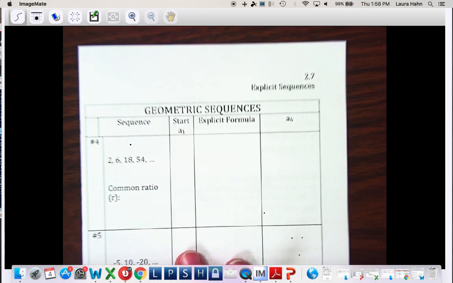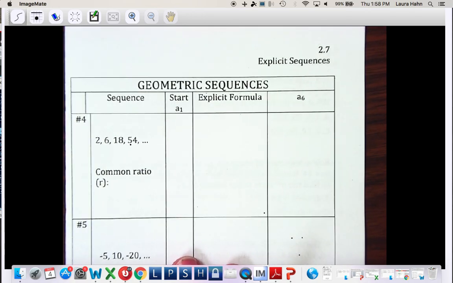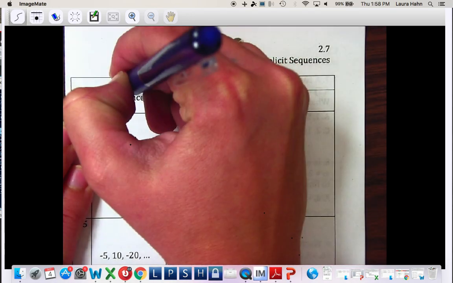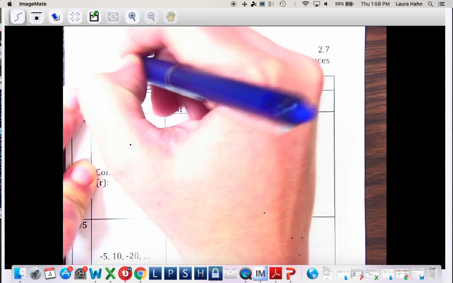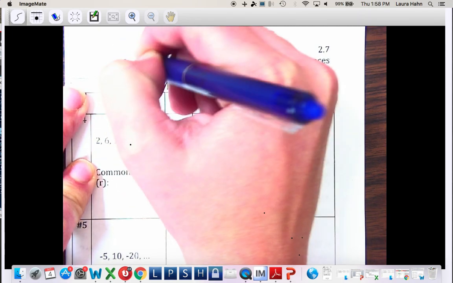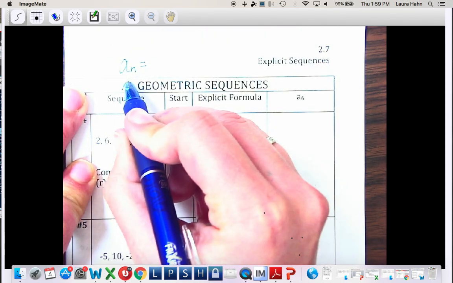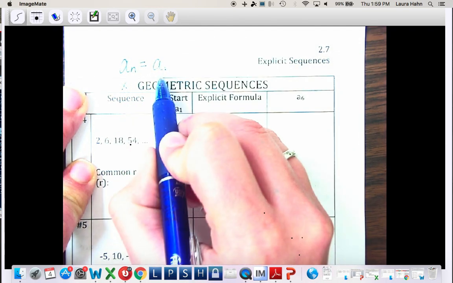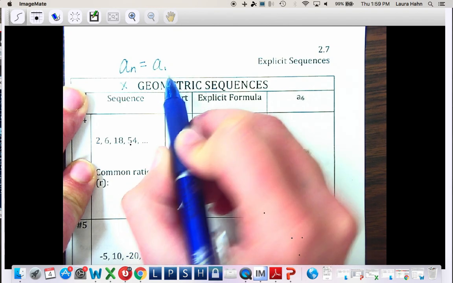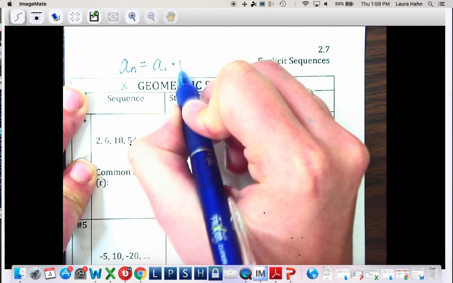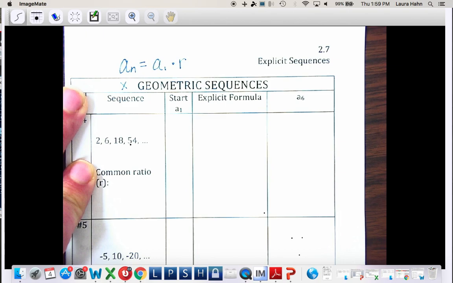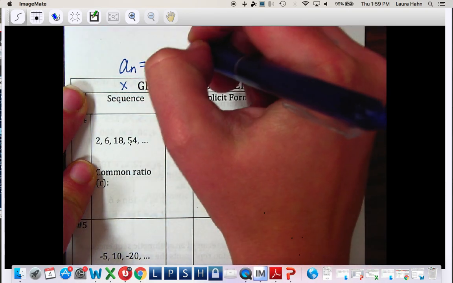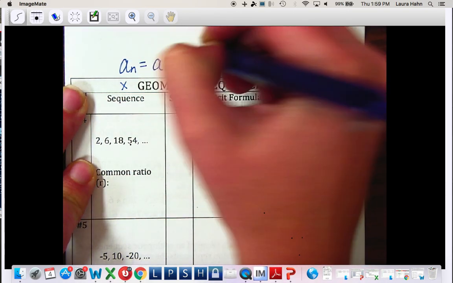All right, geometric. Remember, geometric is when you are multiplying by a certain number every time. So I'm going to go ahead and write the formula at the top so we don't have to flip back and forth. So to find any number, or your next number, you're going to take your first term, a sub 1 is the first term, and you're going to multiply it by your common ratio, so that's your pattern, what are you multiplying by every time, raised to the n minus 1 power.